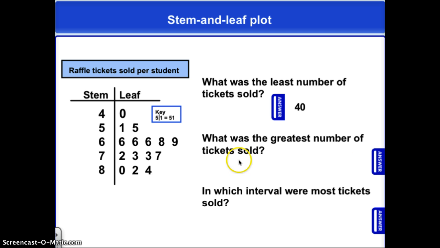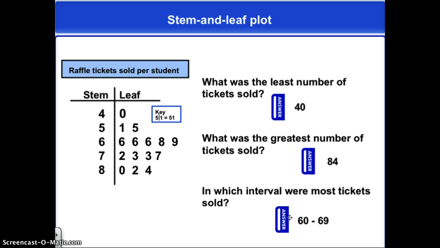So the greatest number of tickets sold, as we said, the 8 represents 80. Therefore, the highest would be the 8 and the 4, representing the number 84. In which interval were most tickets sold? Interval would mean which group of tens had the most tickets sold. If you line them up correctly in these rows, you can see that the 60s have 5 numbers in it. Therefore, 60 to 69 would be the most sold.